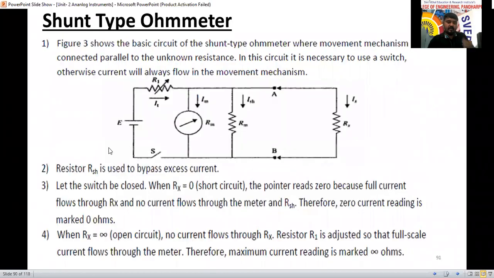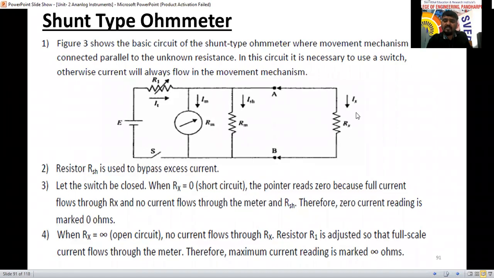Similarly for the shunt type, here it is connected in parallel. So if the resistance is 0, then what will happen? All the current will flow through this short circuit path through the meter, acting as a parallel branch. No current will flow through the meter, so the deflection will be 0. If the resistance is 0, then the reading is 0.